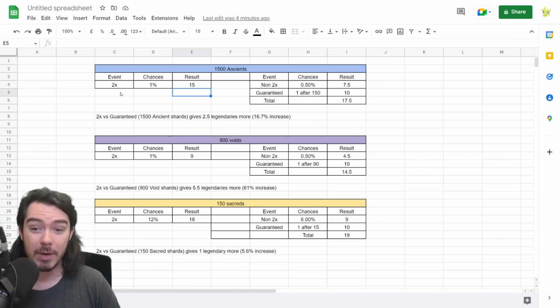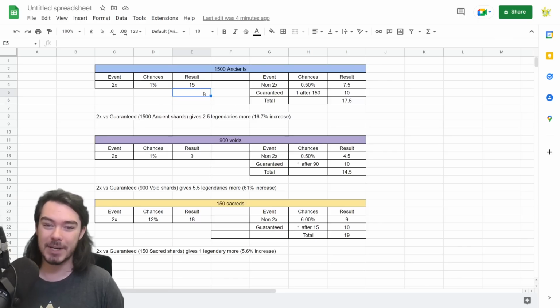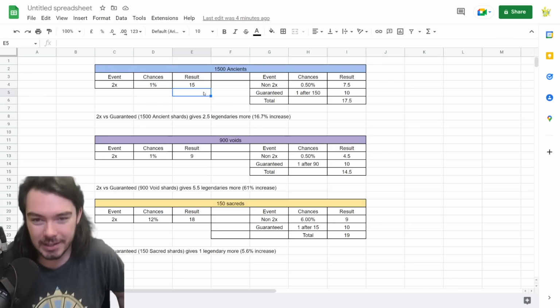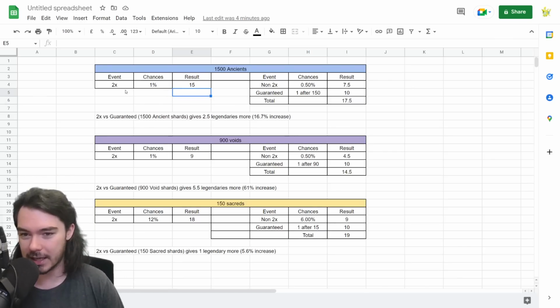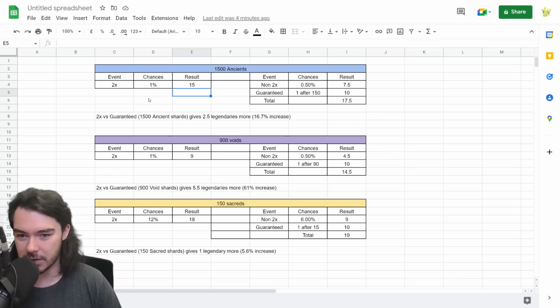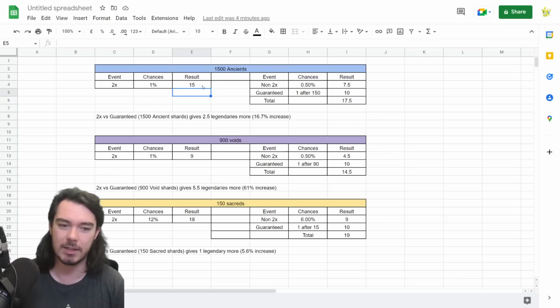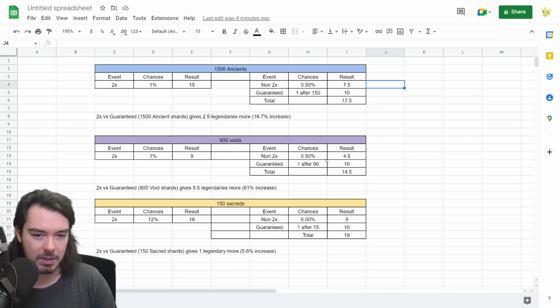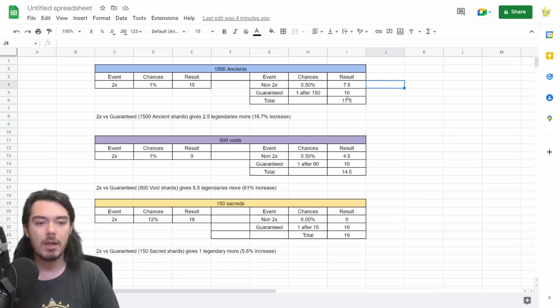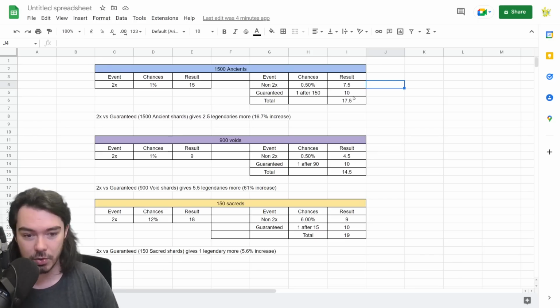Now, the bare minimum for a 2x event is also 6.8. If you got incredibly unlucky, the chances are minuscule, of course. But if you got incredibly unlucky and you went the full way to 220 shards, the full way into the mercy system before hitting a legendary. So there's much better protection for bad luck with the guaranteed events. It's the same with void shards, different for sacreds. So that's, I think, quite intriguing. And that definitely pushes up the value of the guaranteed for these a bit more.